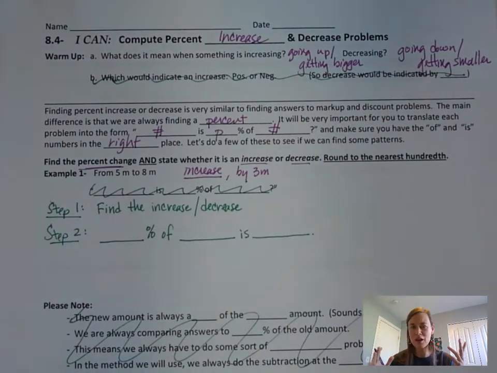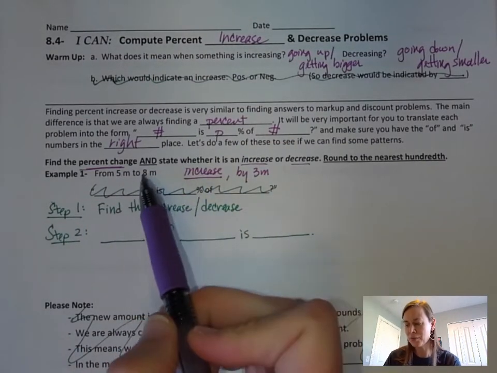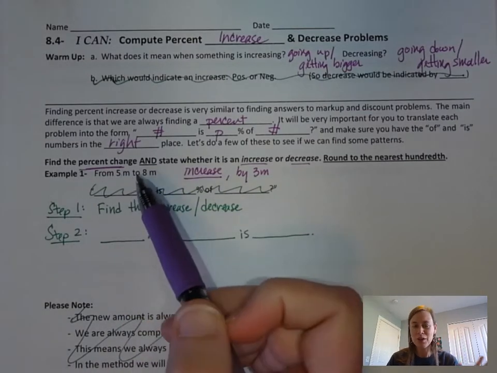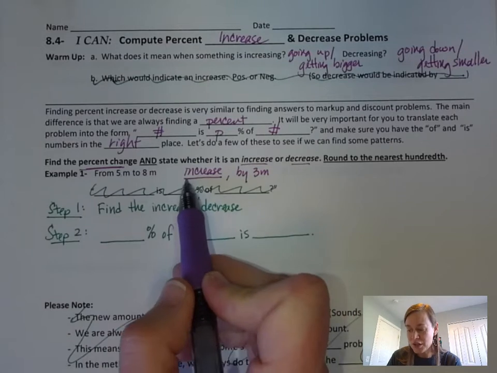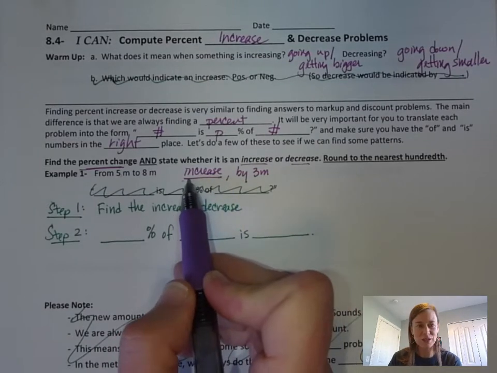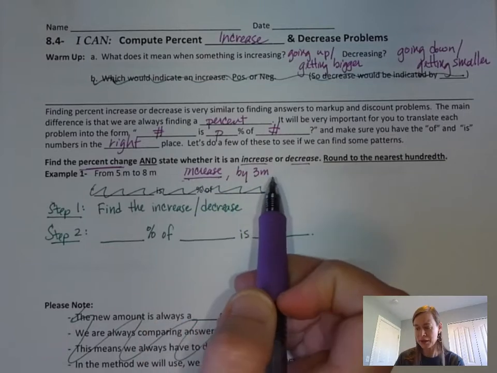And if the numbers are bigger and it's less clear to you how much it changed by, just use subtraction. You can do this number minus that number or that number minus this number. Whichever one gives you a positive answer is what you want. And then just make sure you label it correctly by saying increase or decrease, okay? Excellent. So we know that it increased by 3 meters.